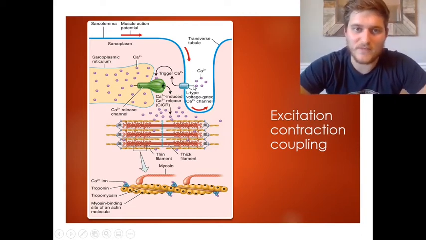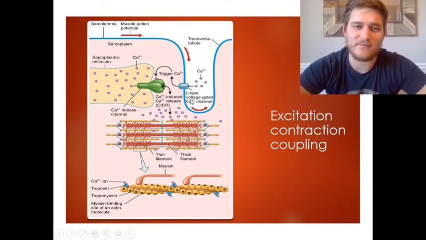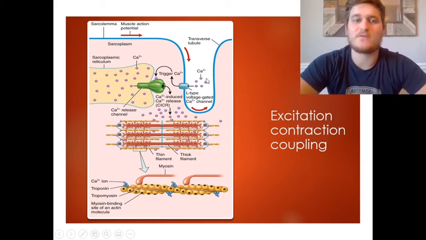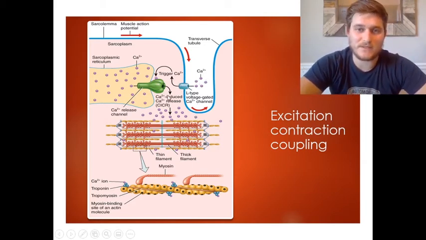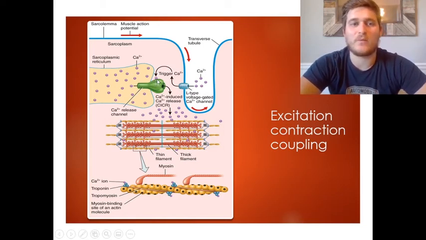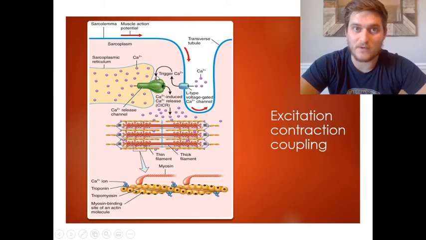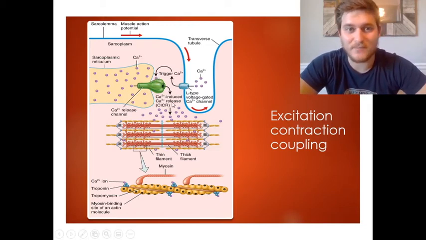Similar to skeletal muscle, we're going to have an activation and an opening of what's called L-type voltage-gated channels, aka DHPR, and that's going to allow calcium to come into that cardiac muscle fiber. That calcium will then bind to RYR. In cardiac muscle, it's called RYR2. That's the cardiac isoform of this receptor, but it does the same job.